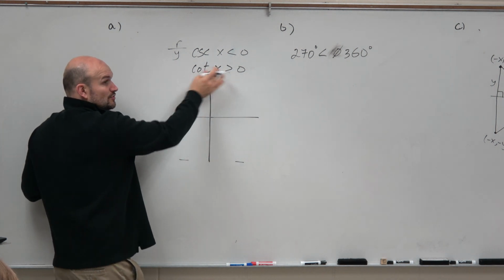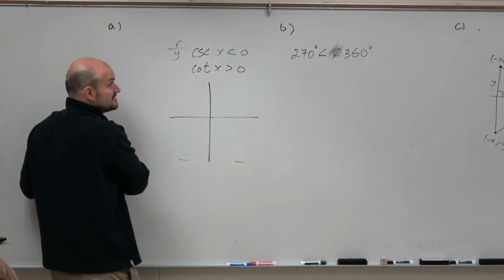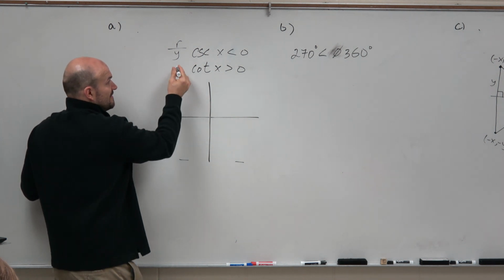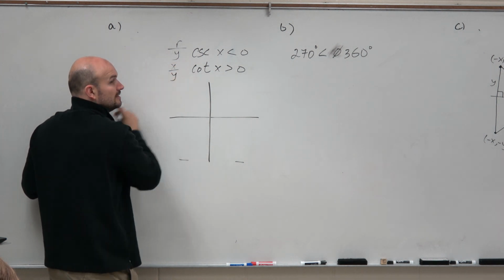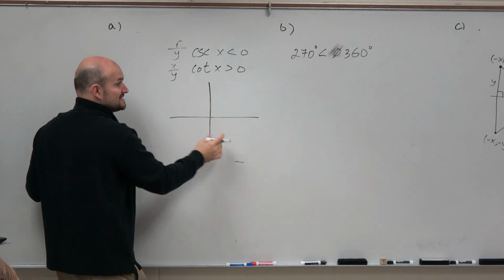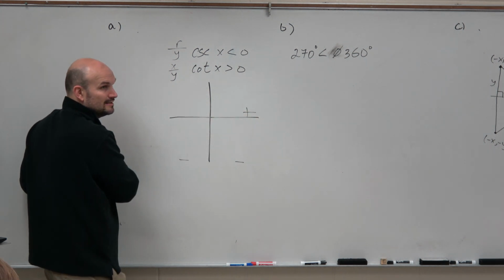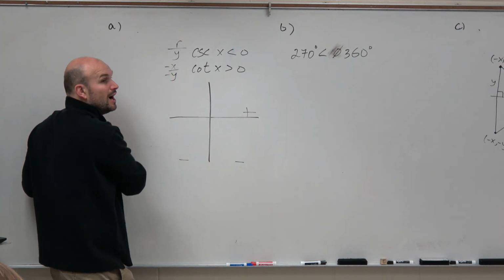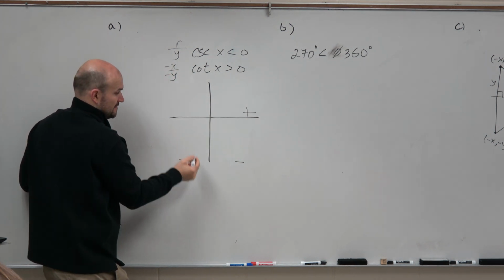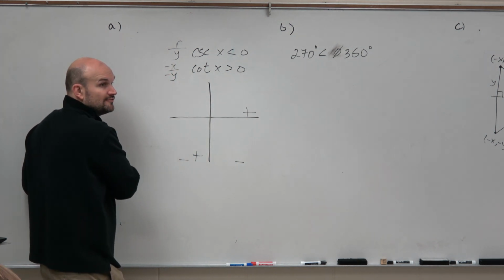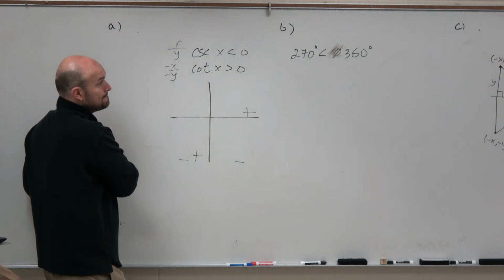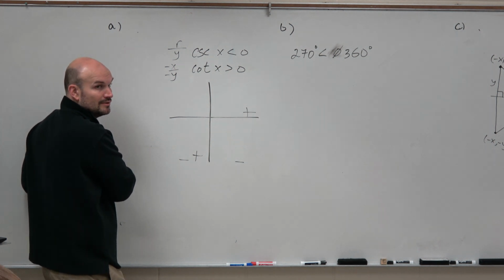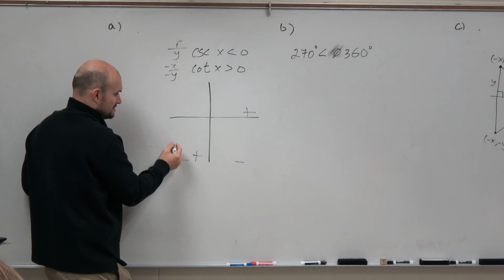Cotangent of x is greater than 0. That means it's positive. So cotangent of x, again, is x over y. Now, again, we have to be careful. If it's positive, we know it's in the first quadrant. That's easy. But remember, if it's a negative x or a negative y, that's also positive. So therefore, what is the only quadrant where both of those statements are true? Third quadrant.